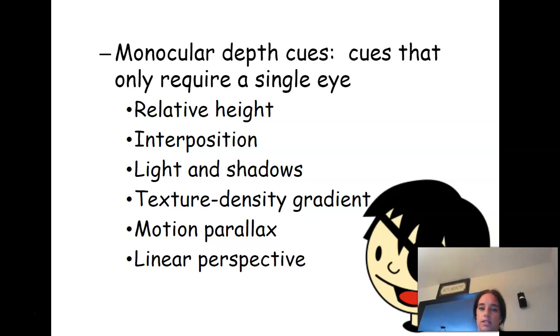Another monocular depth cue is linear perspective, and this is the idea that parallel lines appear to converge in the distance. That's like railroad tracks that appear to start to come together the further away that they are.